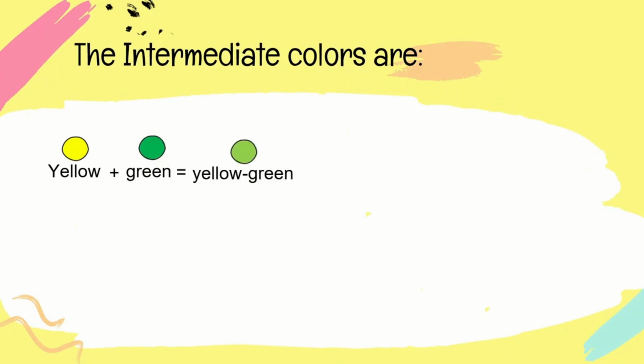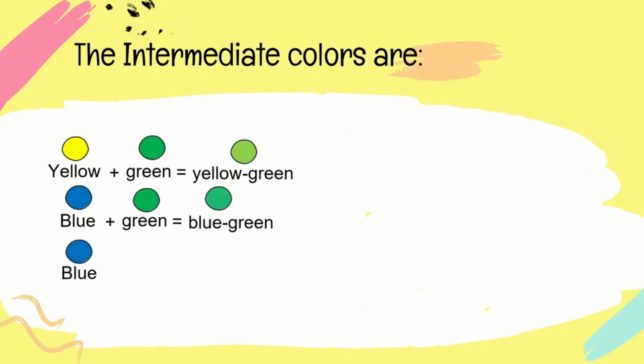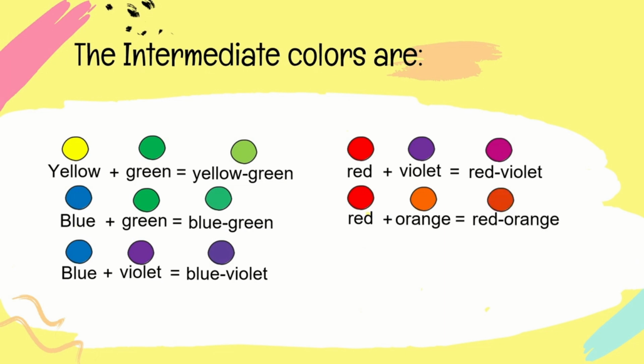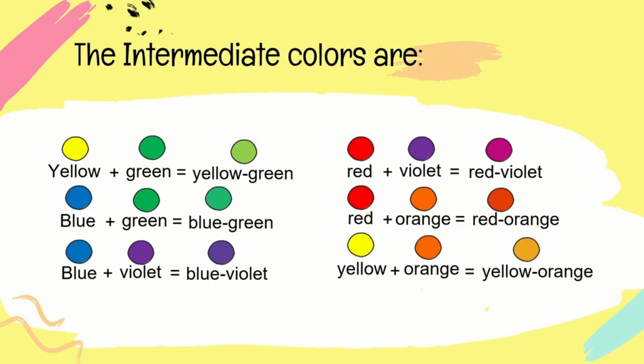The intermediate colors are: yellow plus green equals yellow-green. Blue plus green equals blue-green. Blue plus violet equals blue-violet. And red plus violet equals red-violet. Red plus orange equals red-orange. Yellow plus orange equals yellow-orange.